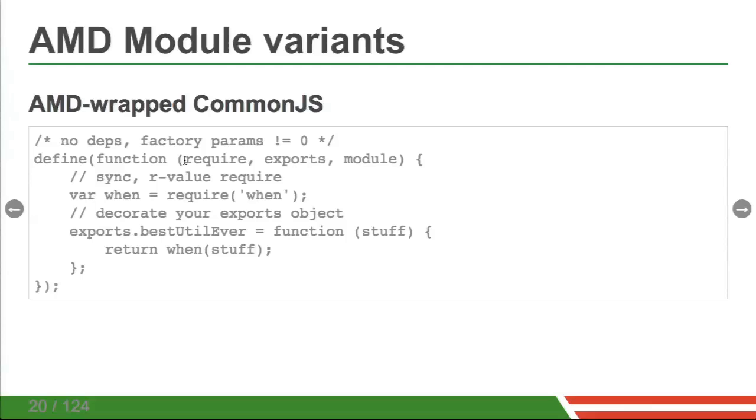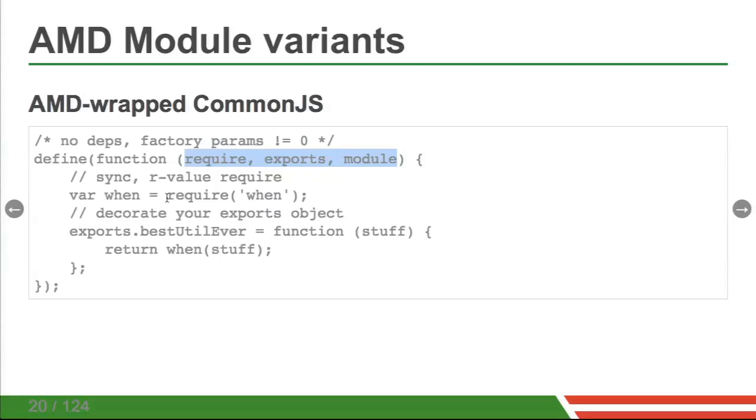And AMD sniffs this and says, oh, this must be a CommonJS wrapped module, and it will automatically provide these three parameters: require, exports, and module. Because these are, as we'll see, the cornerstones behind the CommonJS format.